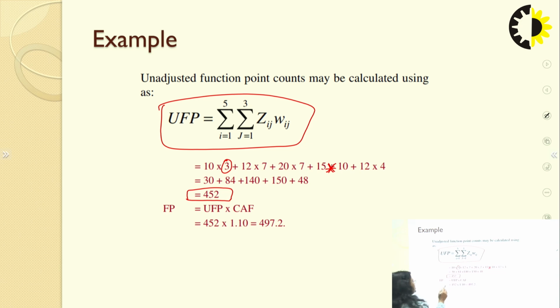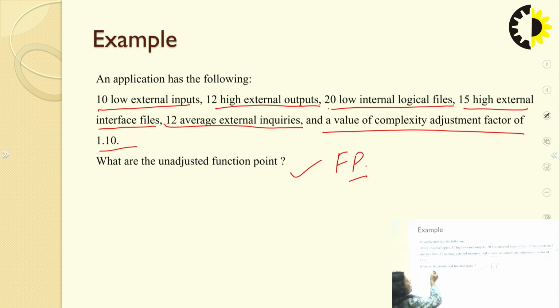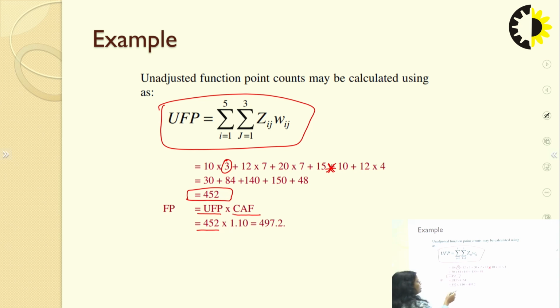So function point is equal to UFP into CF. The value of UFP is 452, and the CF value is provided here also: 1.10. With the help of this, we can calculate the function point. So the function points come to 497.2. So this is one method by which we can calculate the function points.